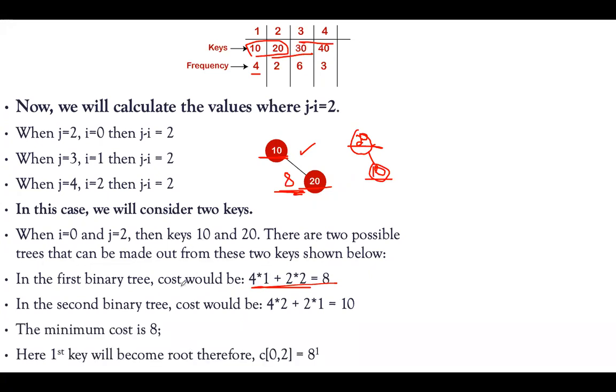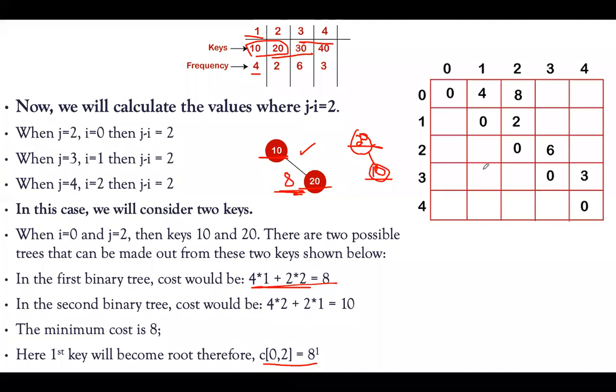Okay. So first key will become the root. Among 10 and 20, 10 will become the root. So C of 0, 2 is equal to 8 to the power of 1. We'll write like this. This power indicates first key is the root. First key is nothing but 10. So that is the root. That we'll write in the matrix. We have to write 8 to the power of 1 here, at location C of 0, 2. Here we'll write cost is 8 with the first key as the root.